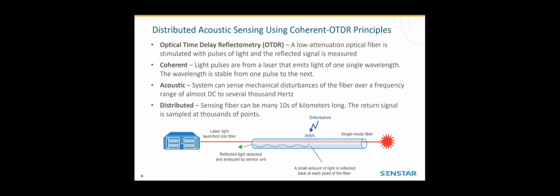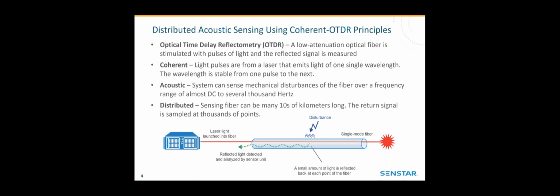Coherent means that the light that's being transmitted down that fiber is not just any old light. It's not a typical LED, it's not a low-cost laser, it's a very pure laser light with a tightly controlled frequency of a single pure wavelength. And that wavelength is stable from one pulse to the next, so it never varies over the course of time.